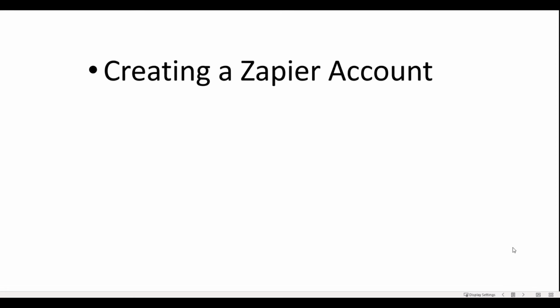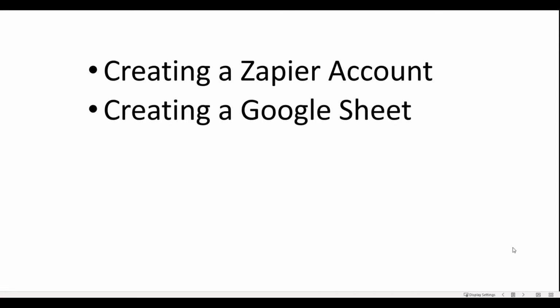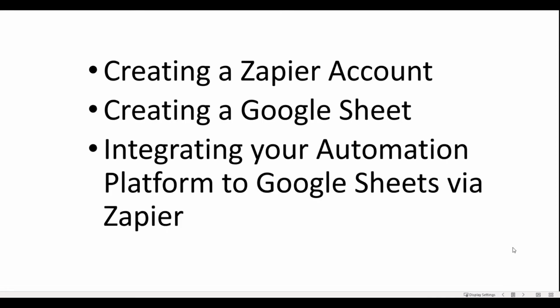What we're going to cover is creating a Zapier account, creating a Google Sheet, and then integrating your automation platform to that Google Sheet via Zapier. So let's dive in and get started.